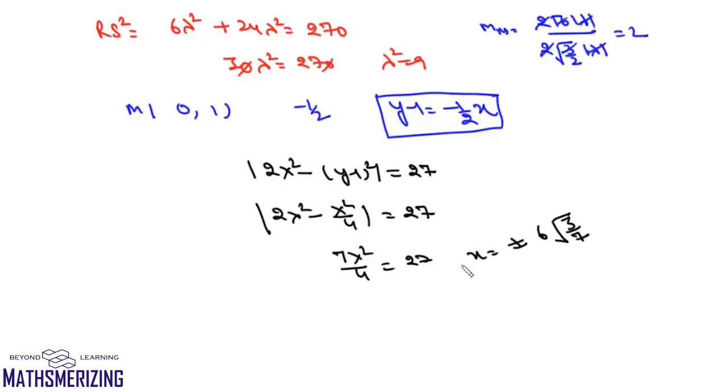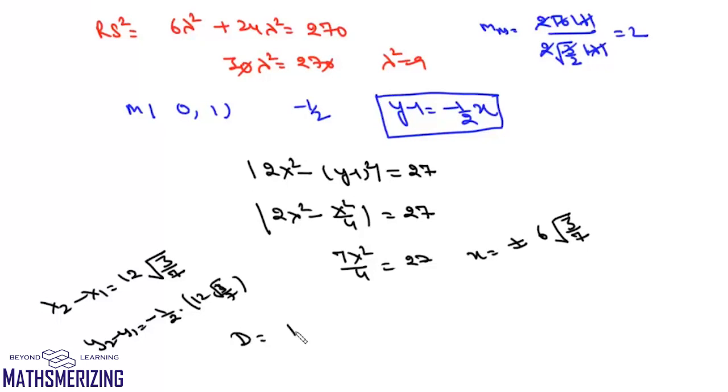Now if these are x1 and x2, then x2 − x1 will be 12√3/7, and y2 − y1 will be −1/2 into 12√3/7. So the square of the distance will be 144 plus, now this is 6 squared, which is 36, into 3/7, which is 77.14.